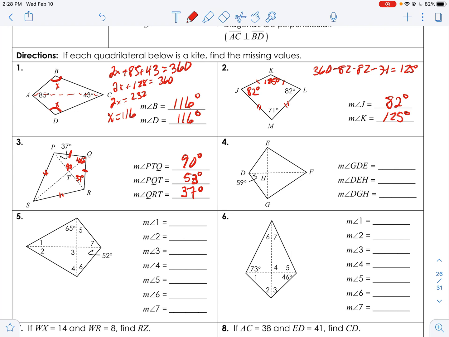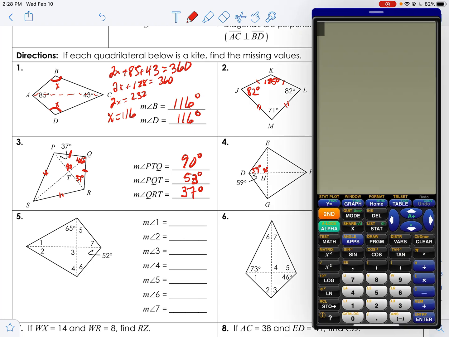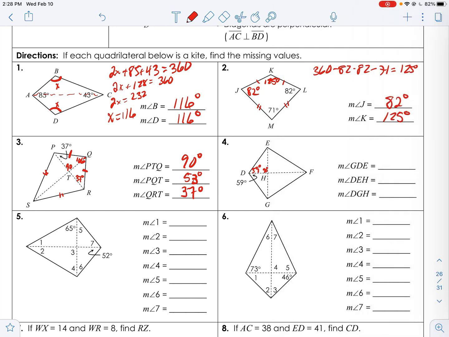All right, give it a pause. Try number 4, see what you can come up with. Here we go. We just learned that bisect, so we know that's 59 degrees. We know that this is 90 degrees. And so we just have to figure out that last piece. 180 minus 59 minus 90 is 31. All right, this was 180 minus 90 minus 37.